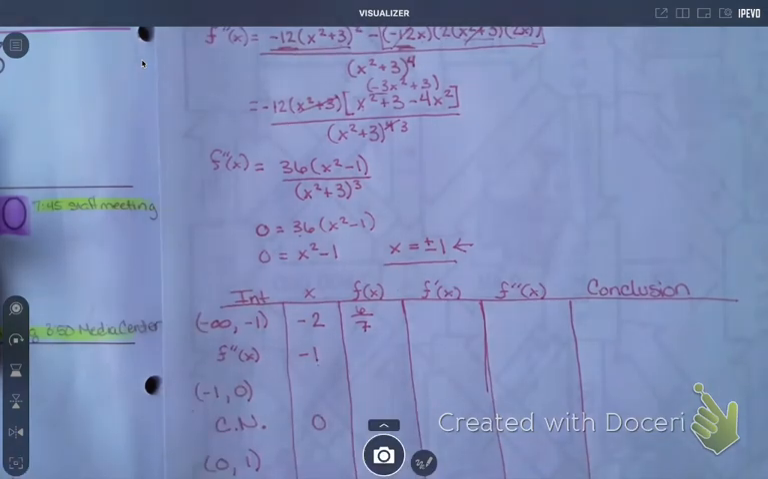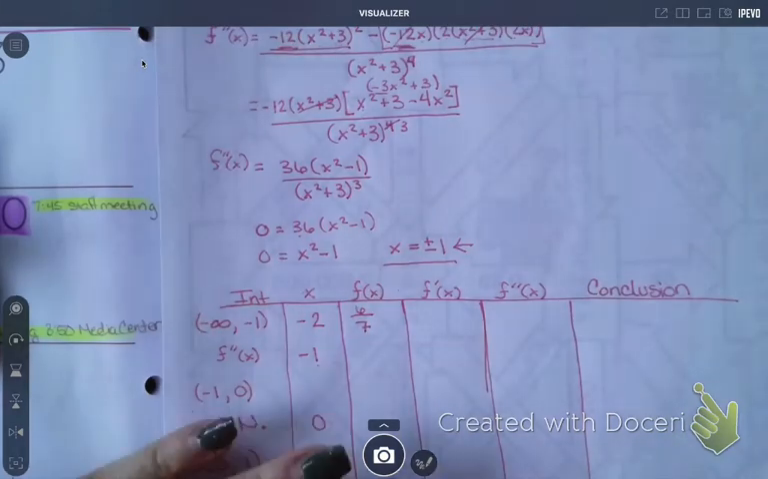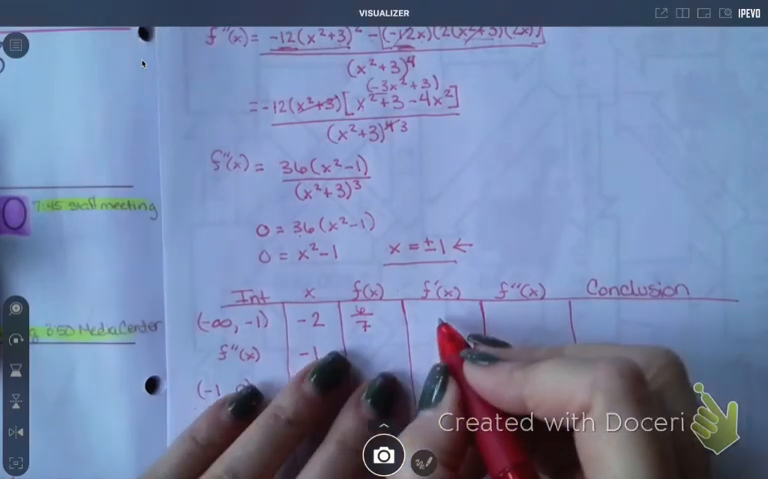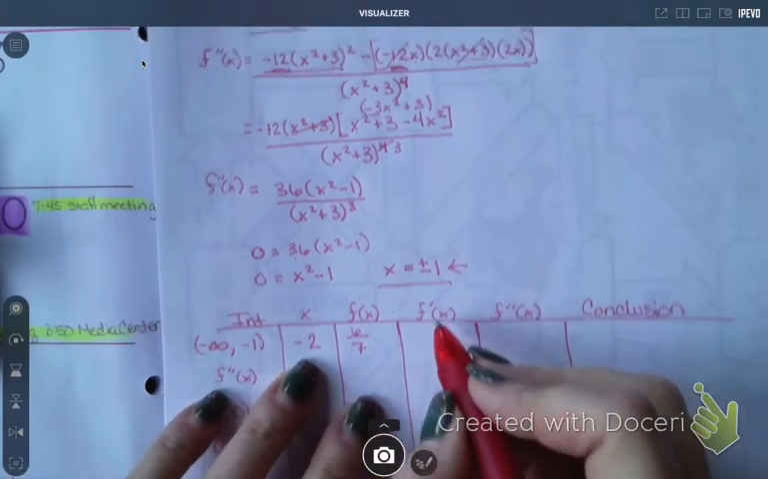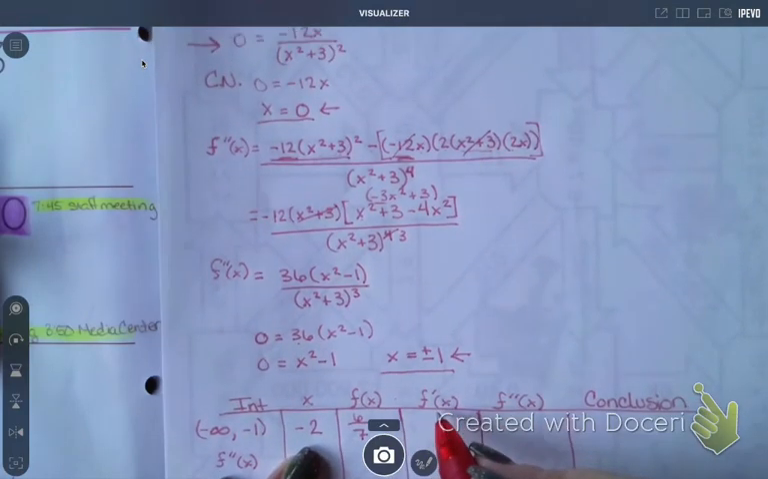If it was a nice number, then I could maybe put it on my graph, but I'm not putting 7/6 on my graph. How about you guys? No. Not unless I had to. Okay, now I got to put negative 2 into what? The first derivative. So now all I care about is the signs.